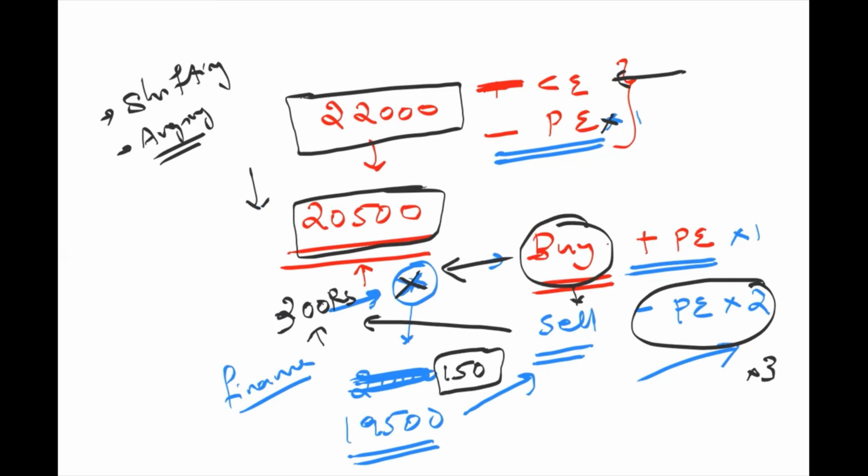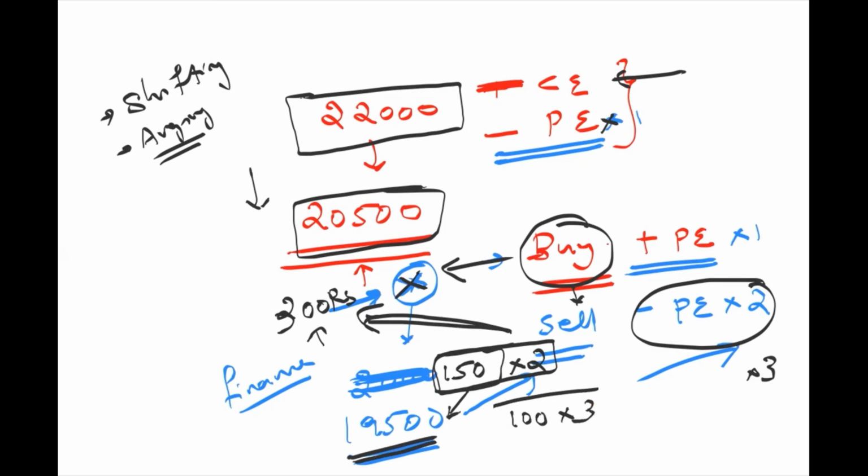So let's say 19,500. Typically when you go 1,000 points, half will be the premium. So 150 is the premium that I'm getting at 19,500. So I'll be selling this, and this 150 multiplied by 2 gives me the premium which I am paying here to buy back. Sometimes, let's say if this premium is 100, then you can go for 3.